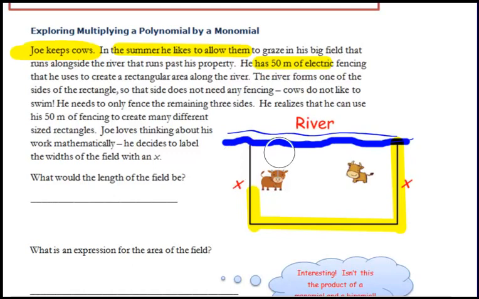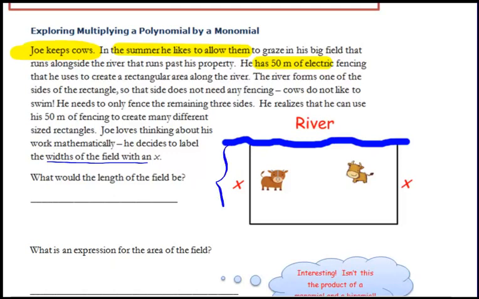Now, let's read on here. Joe loves thinking about things mathematically, and he decides he's going to label the width of the field with an X. So we're going to call this dimension down here the width, and he's going to call this X, and of course the opposite side is going to be an equal length. That's also X.